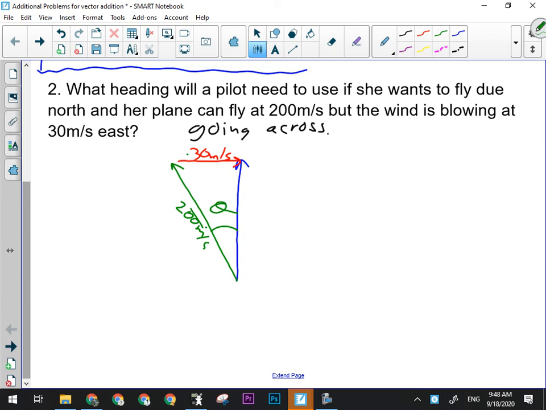So can I find this direction if I know that side and the hypotenuse? Okay, what trig function am I going to use here? I have the hypotenuse, and I have the side opposite the angle. Sine. Okay, so the sine of theta is going to equal the opposite side, 30, over the hypotenuse, 200. So that'll mean theta equals the inverse sine of 30 over 200.